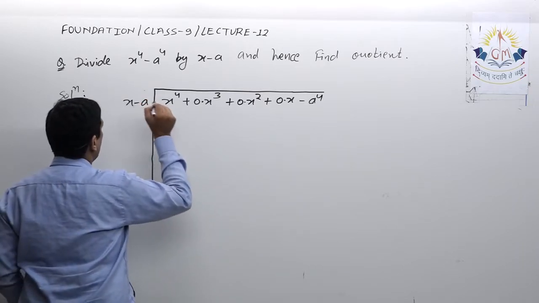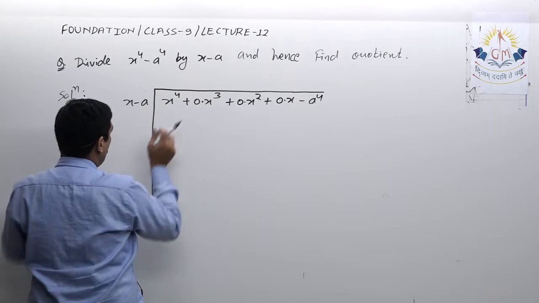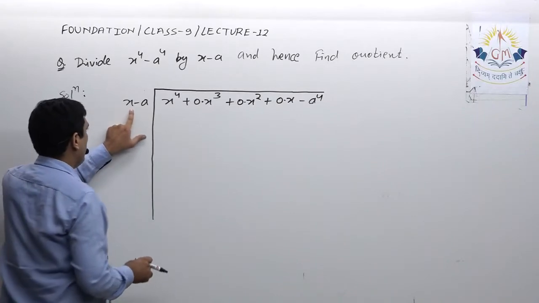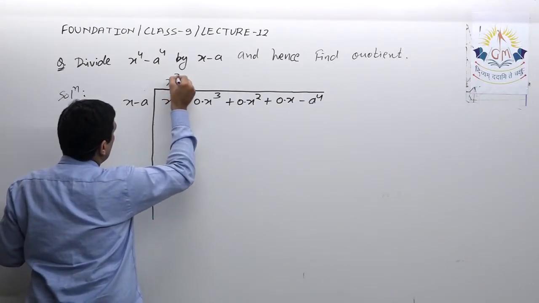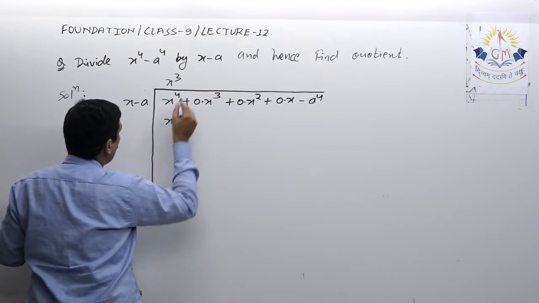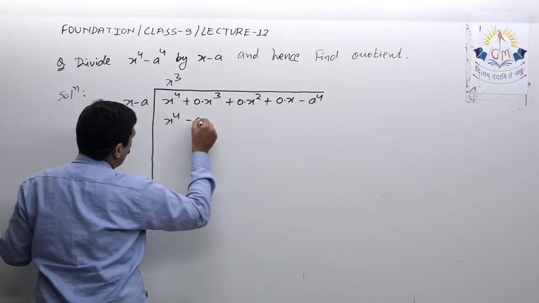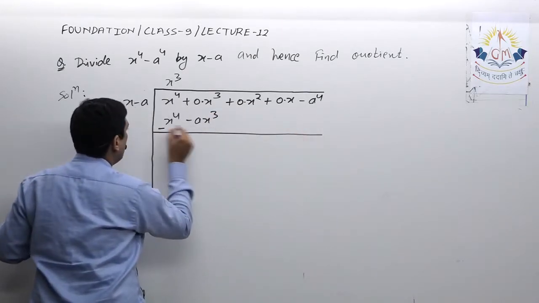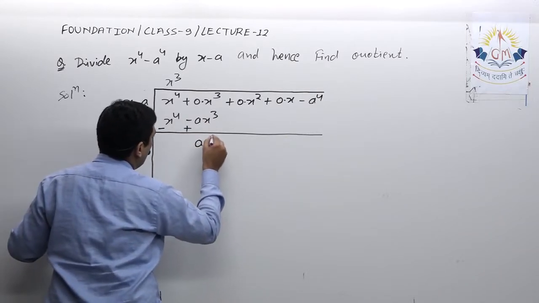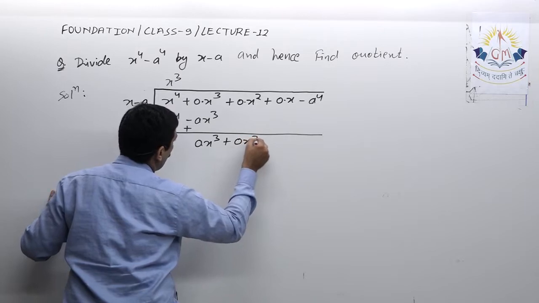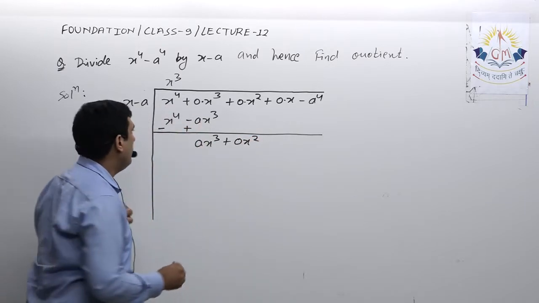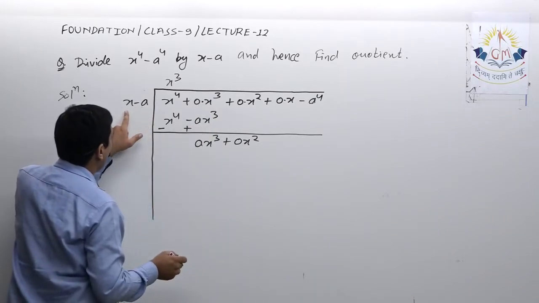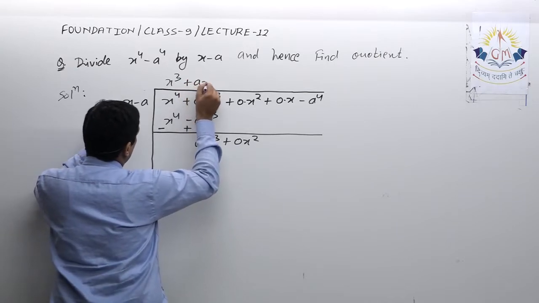Now, to get the first term of the quotient, we divide the first term of the dividend by the first term of the divisor. So here it will be x cube. x cube into x is x raised to 4, minus ax cube. Now I will subtract, so minus plus, and ultimately I got ax cube plus 0x square. I will bring down the next term, so now next, ax cube upon x gives you ax square, plus ax square.